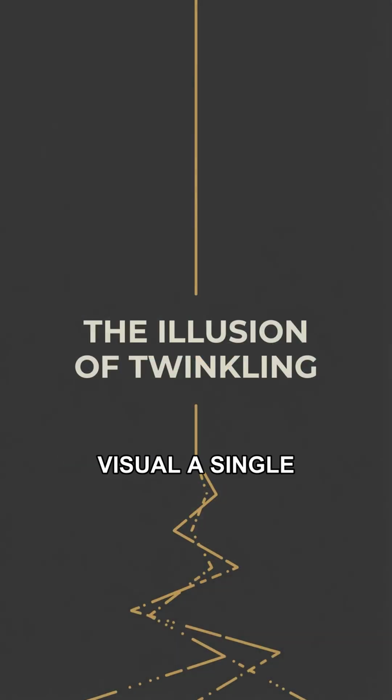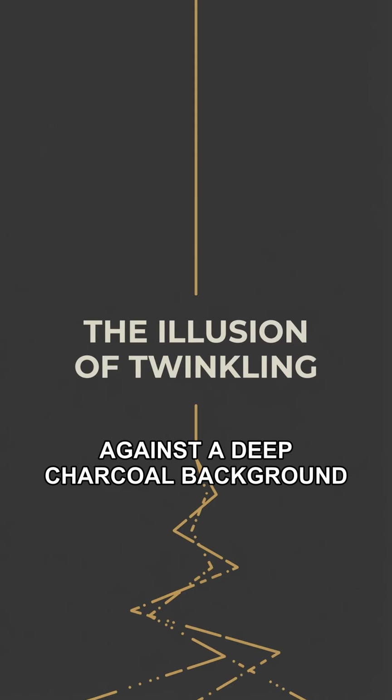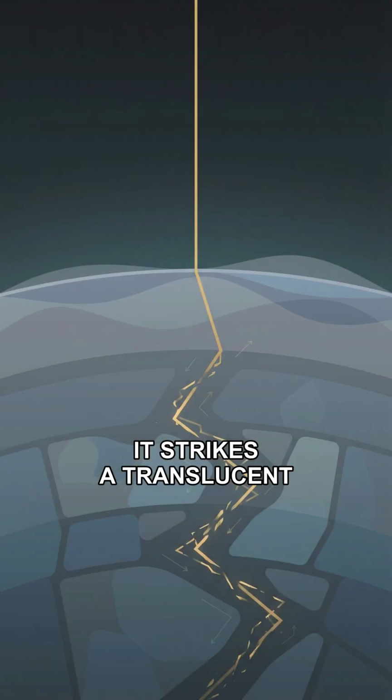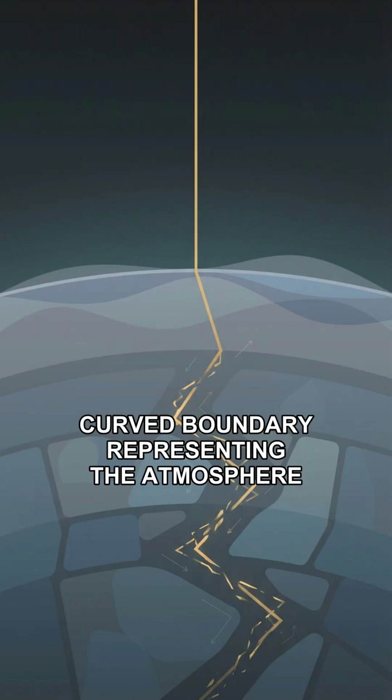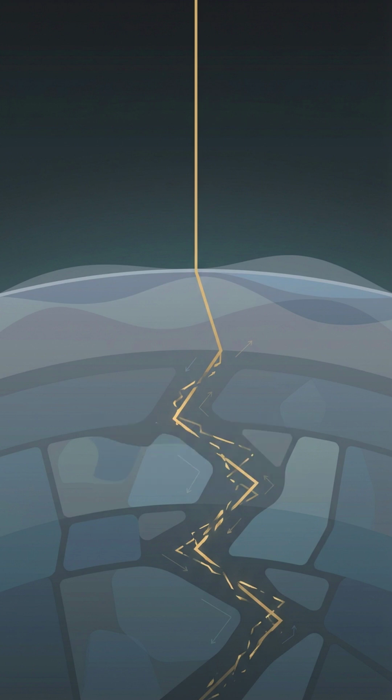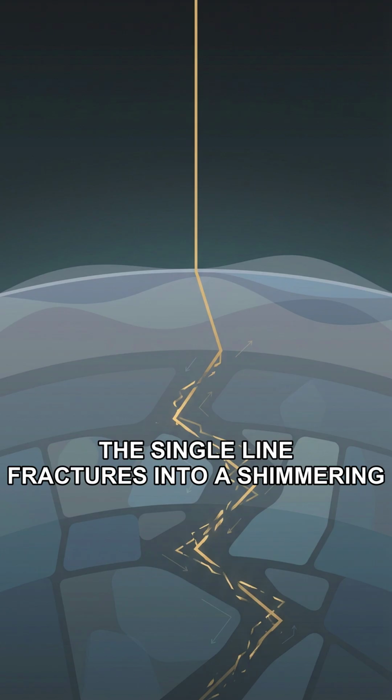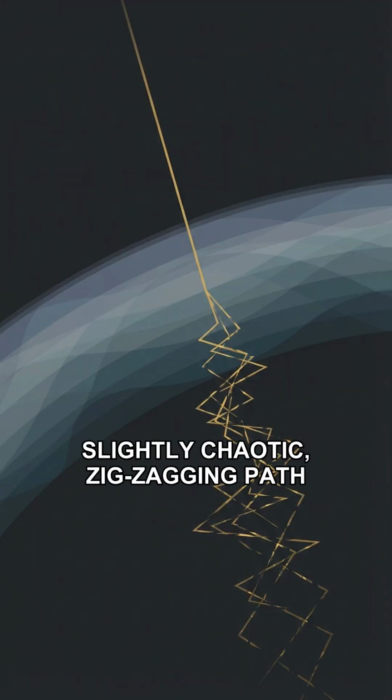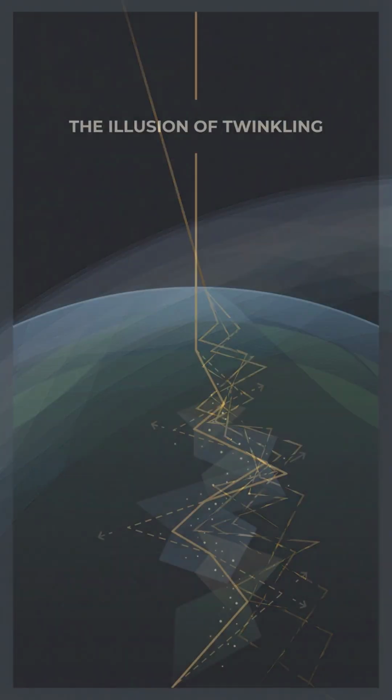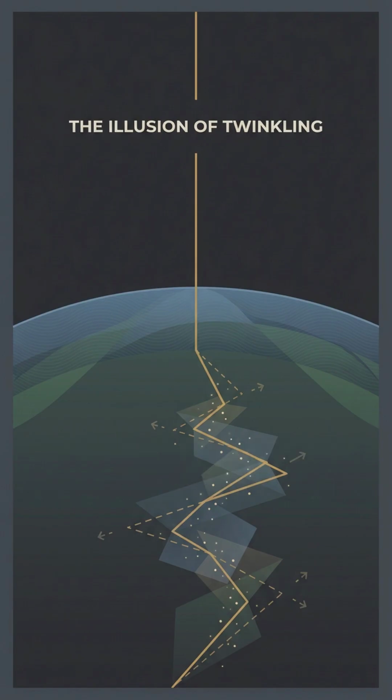Visual. A single straight golden ochre line descends from the top center against a deep charcoal background. It strikes a translucent, curved boundary representing the atmosphere. Below this boundary, the single line fractures into a shimmering, slightly chaotic, zigzagging path, visually representing refraction.